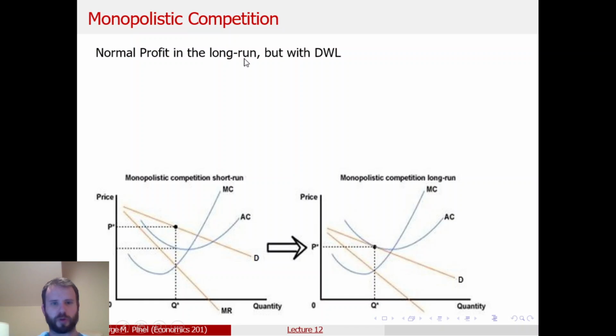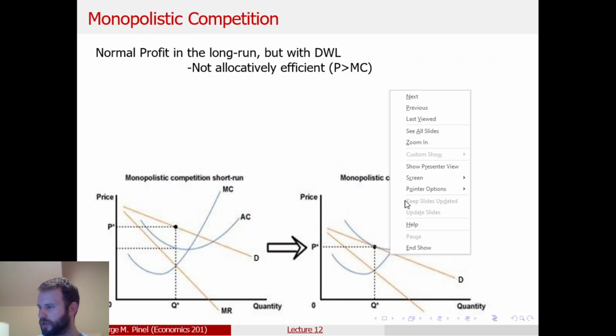Okay. So normal profit in the long run, but there's still deadweight loss. Because your price is going to be greater than your marginal cost. So if you're looking at the deadweight loss, here's your marginal cost. Here's your price.